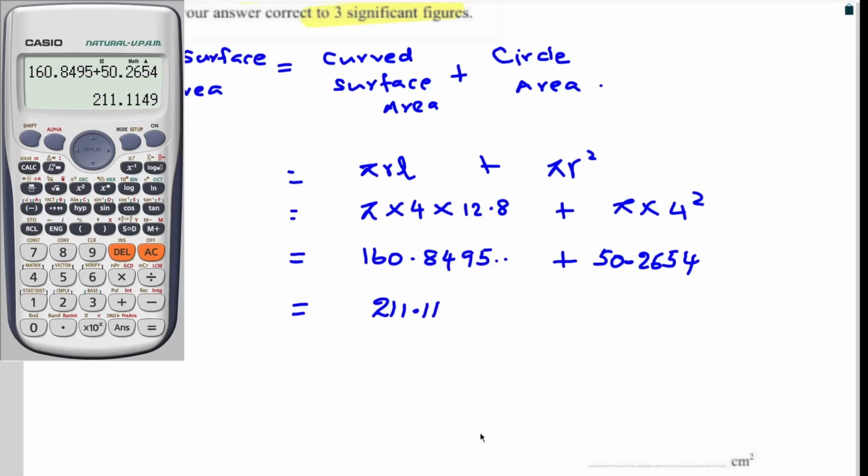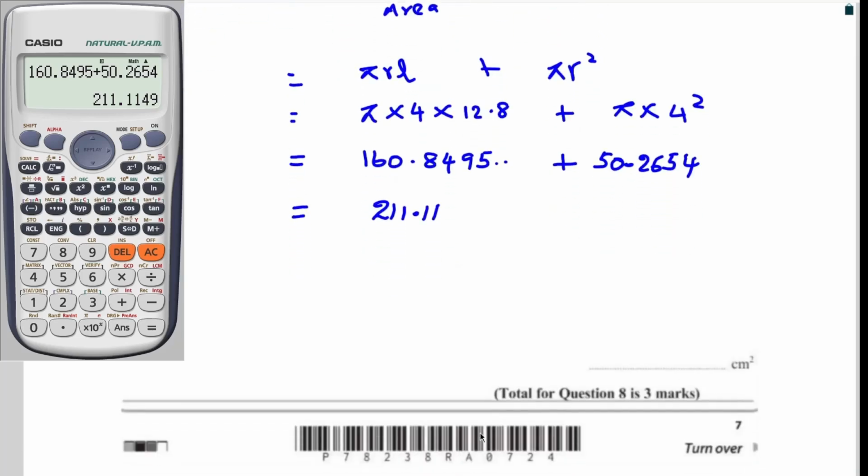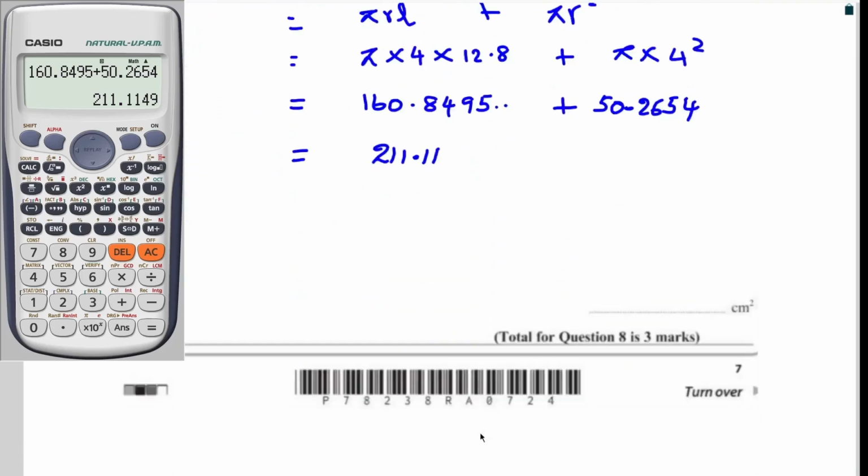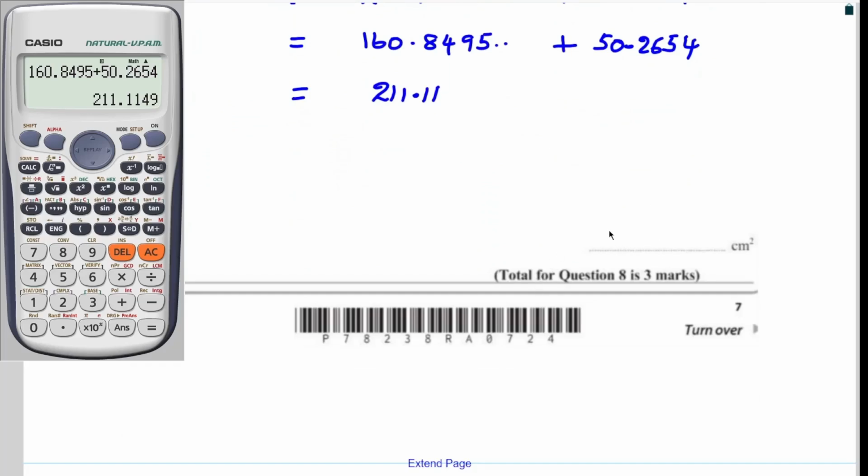So we need to leave our answer to the third significant figure. Yes, to the third significant figure. Final answer is 211. Third significant figure is this one. You have to look at the fourth significant figure. Since this is the fourth significant figure, it is less than 5. Therefore, we do not add 1 to this one. So we are ending up as 211.